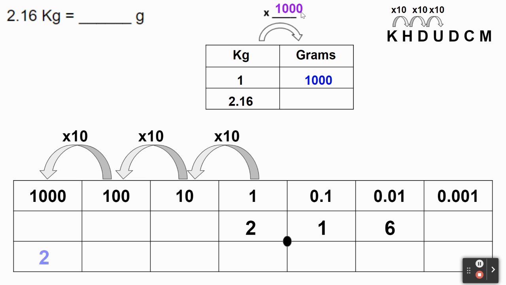So the 2 is now in the thousands place. The 1 is in the hundreds, and the 6 is in the tens. Since there's nothing in the ones place, we can place a 0. So 2 and 160ths kilograms is the same as 2,160 grams.